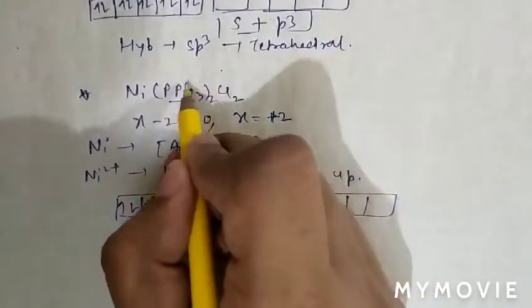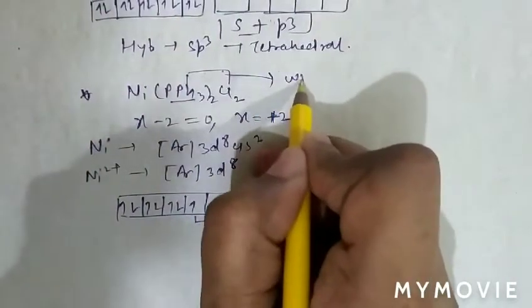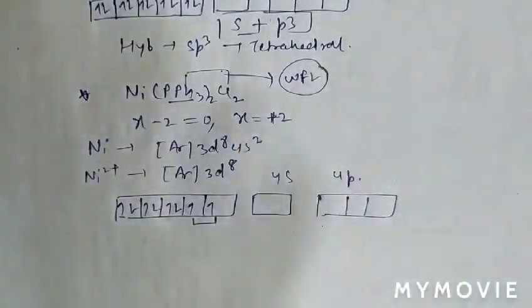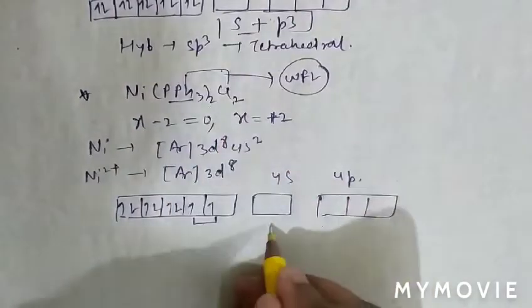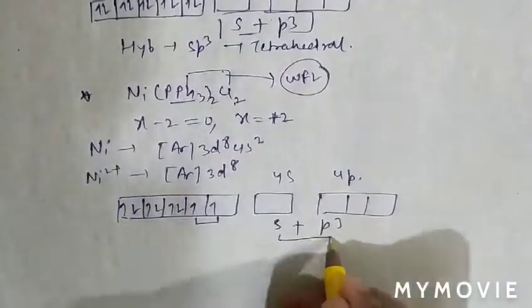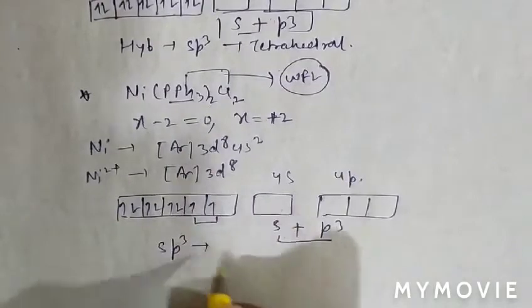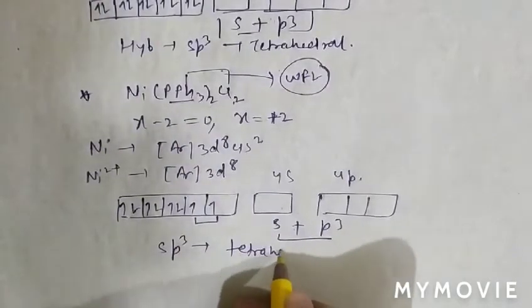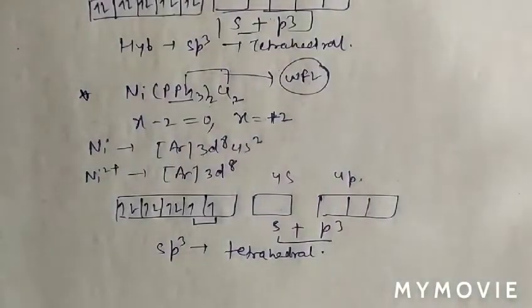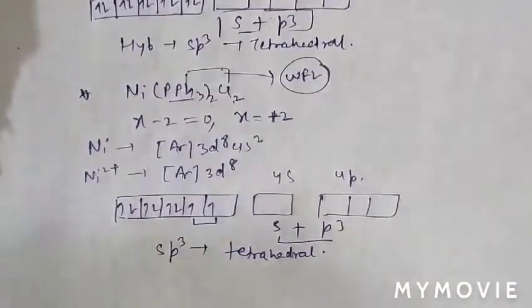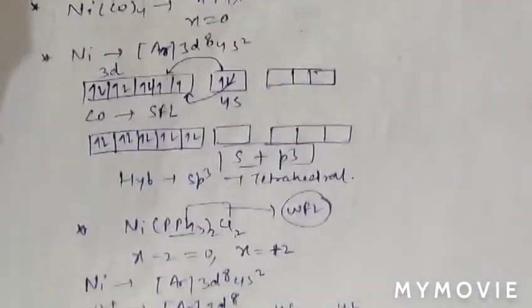As the ligand present here is a weak field ligand, pairing of electrons does not occur, and the ligands occupy 4s and 4p. So hybridization here is also sp3, hence it is also tetrahedral. So for question number 61, the geometry of both is tetrahedral. So question number 61, option C is correct.